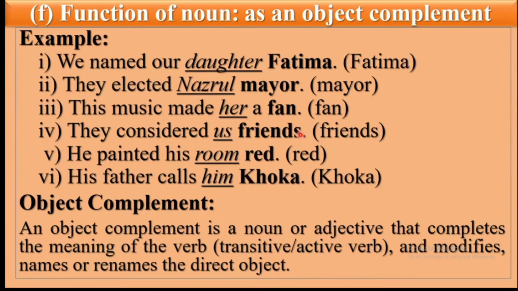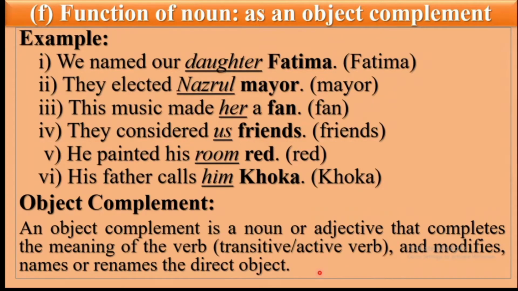At first we need to know what an object complement is. An object complement is a noun or adjective that completes the meaning of the verb and modifies, names or renames the direct object. We already know that a subject complement describes the subject, and in the same way an object complement describes the object. They both do the same thing.